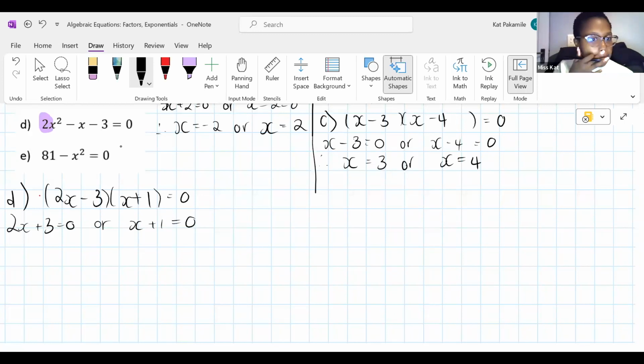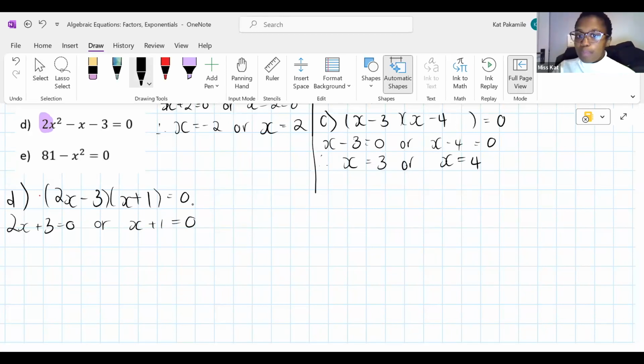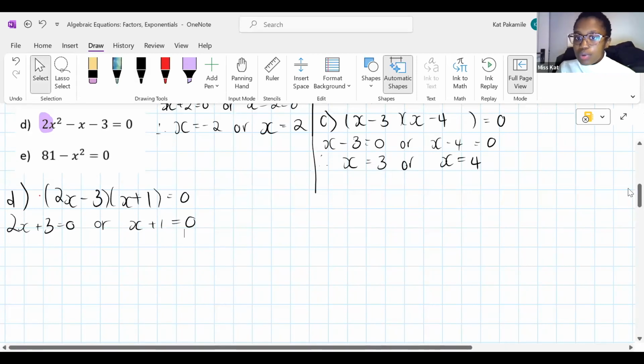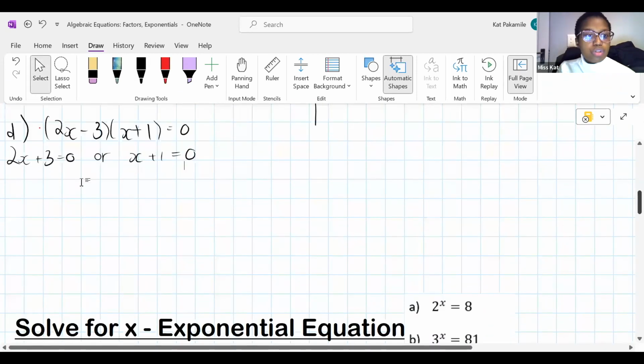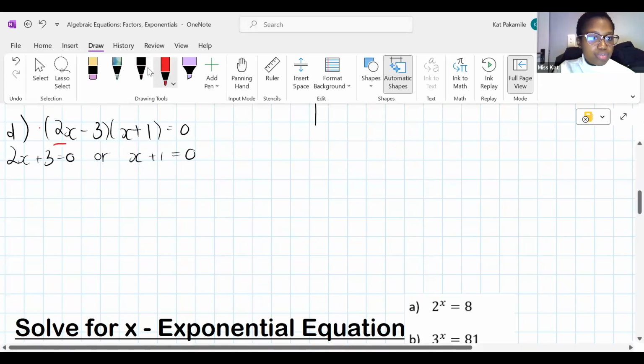You remember? Yes, ma'am. Okay, now what? Now you've split them. What is our last step? It is solve. So let's solve them. How do we solve this one, the one on the left? How much is x? First, you have to take the 3 over. If it's positive, it becomes what? Negative. So it will be 2x equals -3.